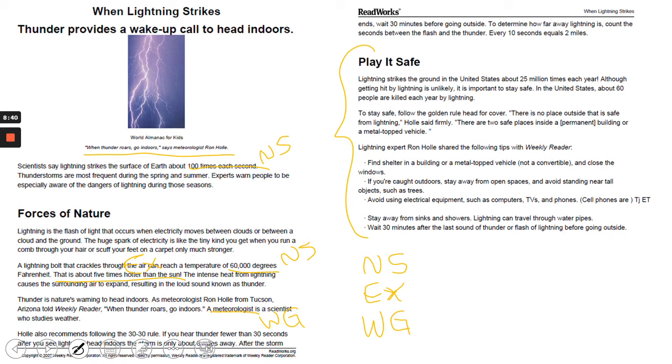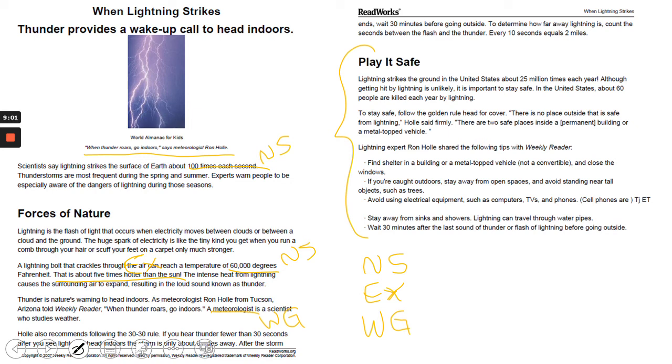There are 2 safe places: inside a permanent building or a metal-topped vehicle. Lightning expert Ron Hall shared the following tips with Weekly Reader. Find shelter in a building or a metal-topped vehicle, not a convertible, and close the windows.